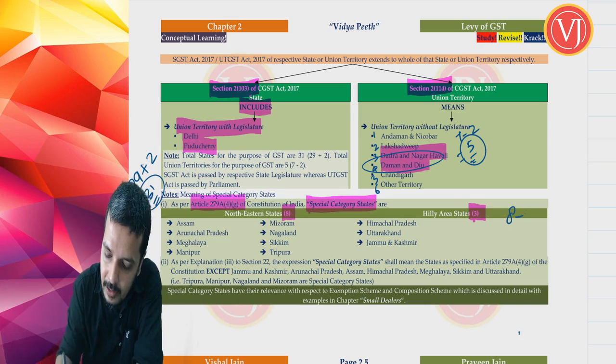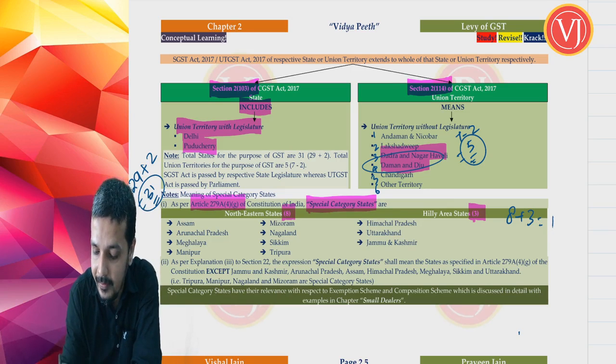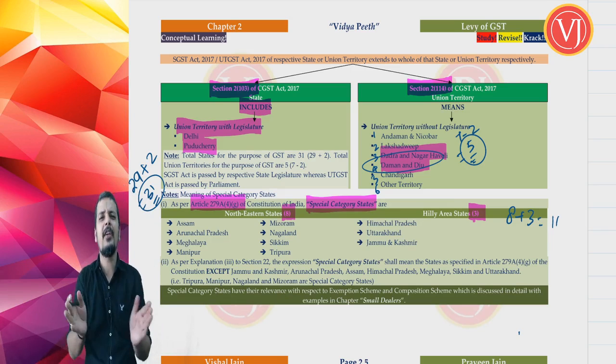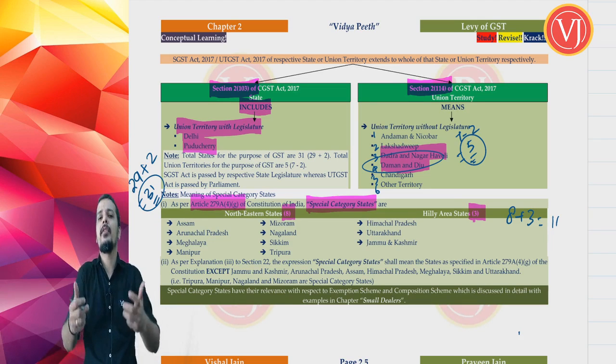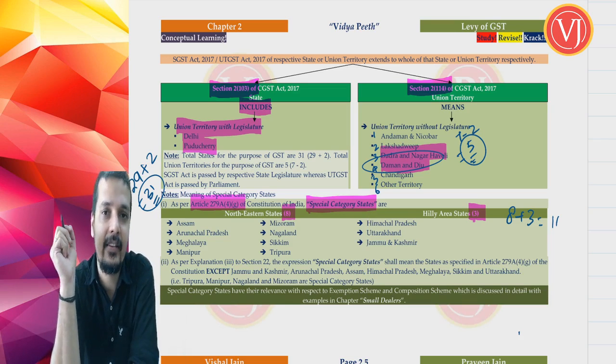Now, total special category states as per your Constitution, that is Article 279A 4G, is 11. We are going to bifurcate for a simple reason. To make things very simple, write 8 northeastern states and 3 hilly area states.